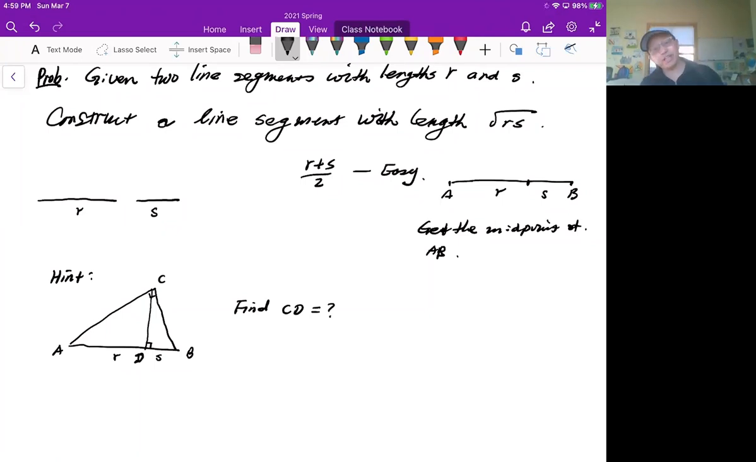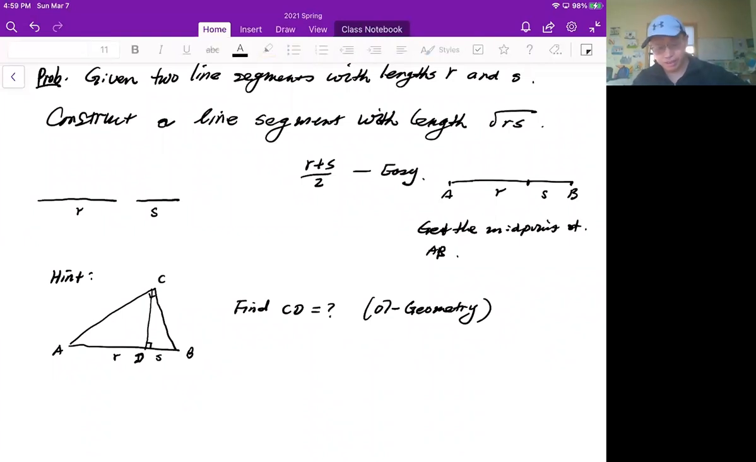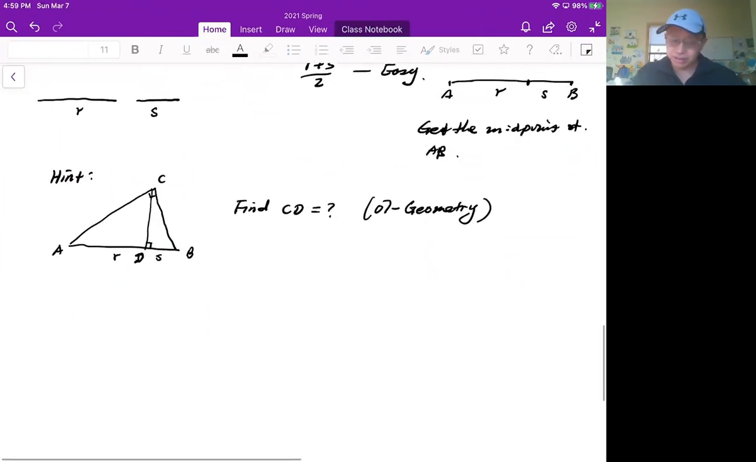Okay, this is actually an example from 07 algebra, 07 geometry last semester. So if you were in my previous class, that's the example from the previous class, right? Do you remember that? What's the length of the CD? The length of the CD is actually the square root of RS. Okay, why? Well, we can prove that, we don't have time to go to detail because it's just in the previous class.